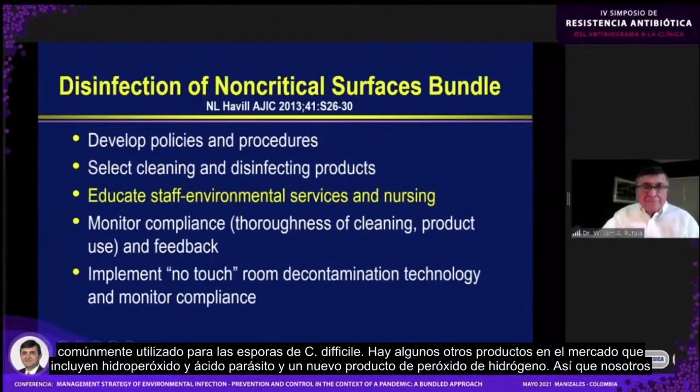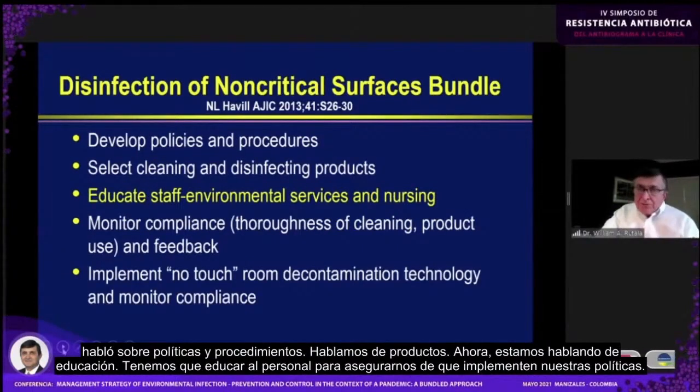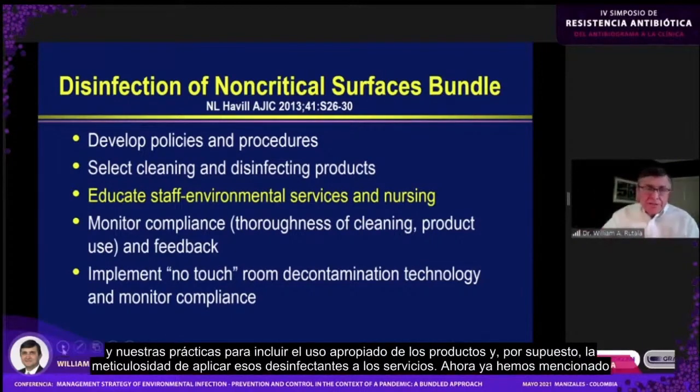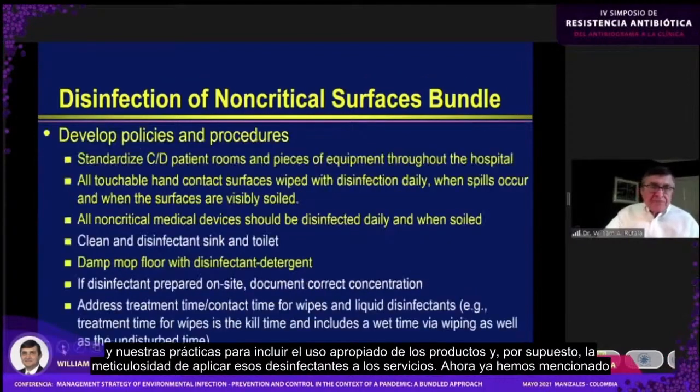So we've talked about policies and procedures. We've talked about products. Now we're talking about education. We have to educate the staff to ensure they implement our policies and our practices, including appropriate use of products and, of course, thoroughness of applying those disinfectants to surfaces.